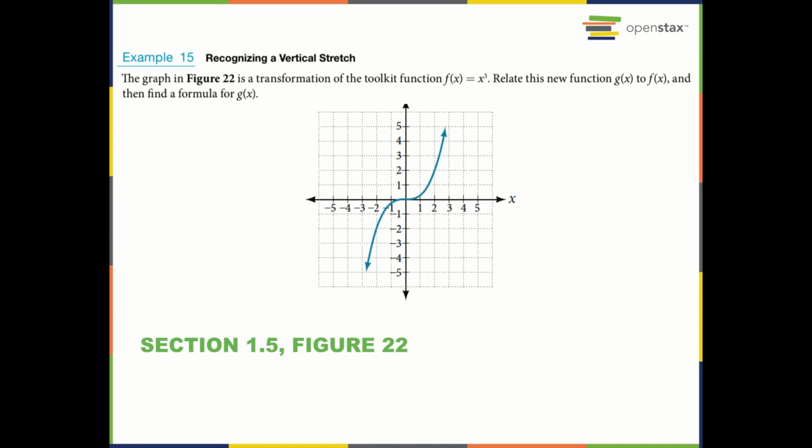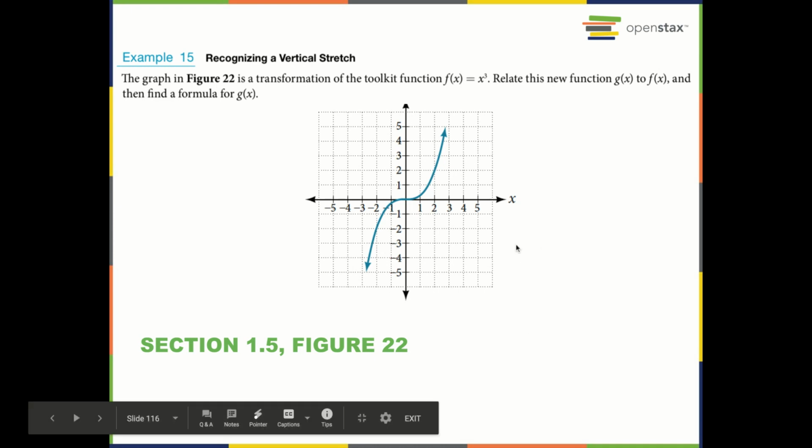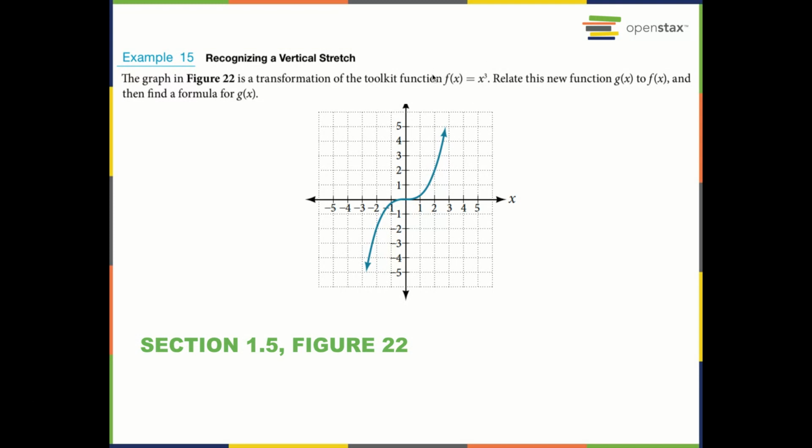Okay, so here we have a graph, and it's a transformation of this toolkit function, f of x equals x cubed. So how is it related to x cubed? Well, let's think of some recognizable points for x cubed. They both cross the origin, and this still crosses the origin. Let's see, f of 2 cubed would normally be 8, but here it's only 2.